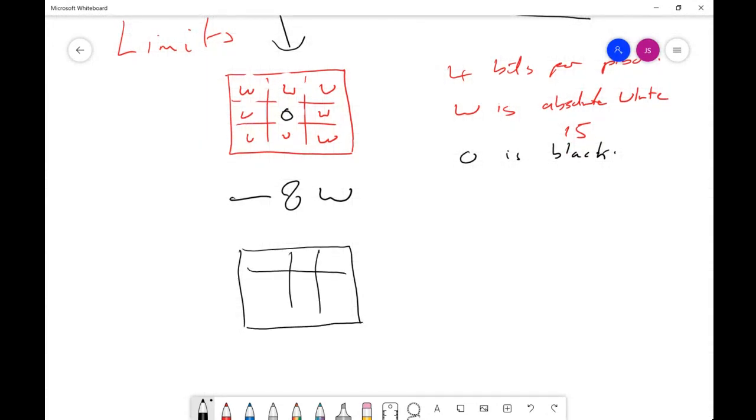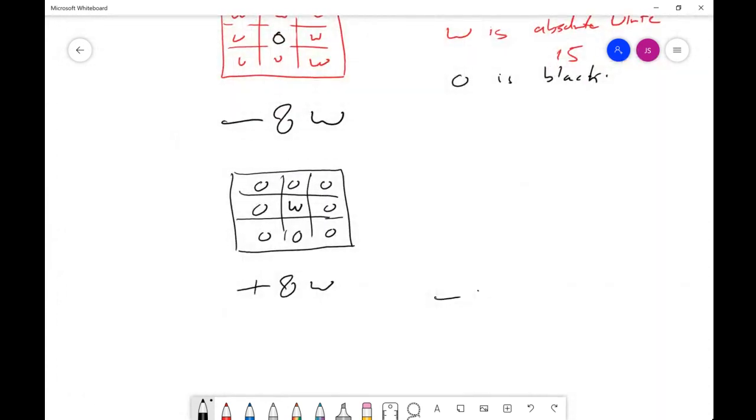Now, if I take the exact opposite of that image, 0, 0, 0, 0, 0, 0, 0, 0, and the center is W, so it's now a black image surrounding a white pixel. The limit there is going to be no minuses. We've got plus 8 in the middle times W. That is going to be plus 8W. So the limits are going to be minus 8W.